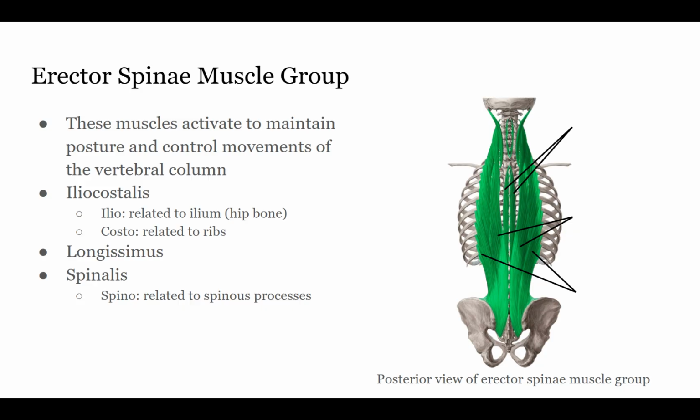The Erector Spinae muscle group is the main muscle group that is responsible for maintaining the posture and controlling the movements of the vertebral column. This group of muscles includes the iliocostalis, longissimus, and spinalis muscles. Their names reflect their anatomical attachments.